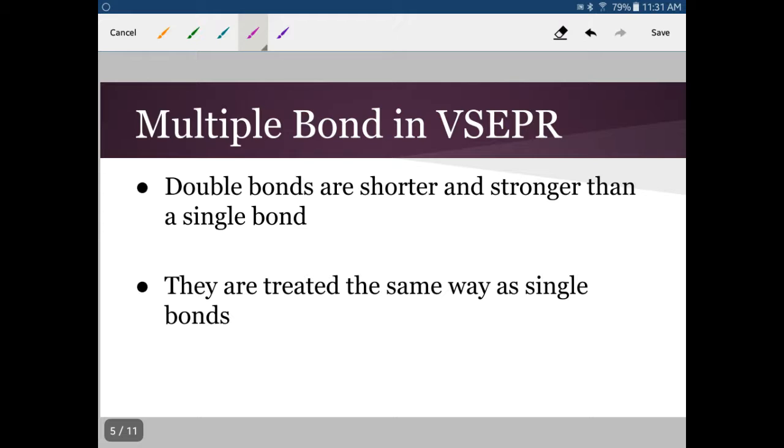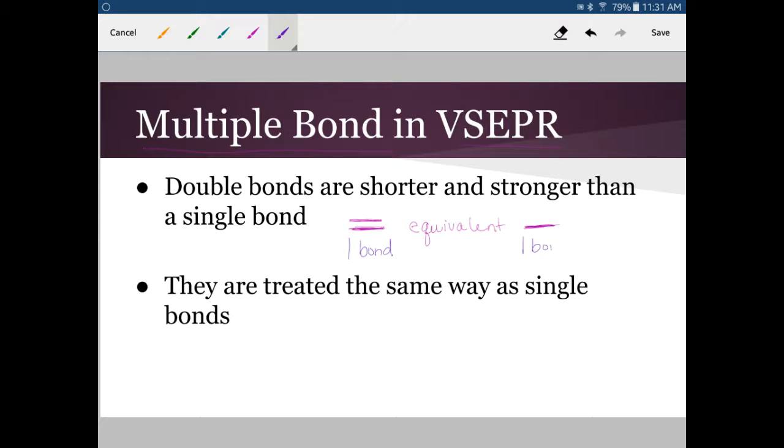Now, multiple bonds in VSEPR. We've learned about how if we have extra electrons being shared between a central atom and a peripheral atom, like we've seen in our Lewis diagrams, a multiple bond in VSEPR theory, so valence shell electron pair repulsion, is considered exactly the same way as a single bond. So if we have a double bond like this, this is equivalent, and we treat it identical to a single bond.